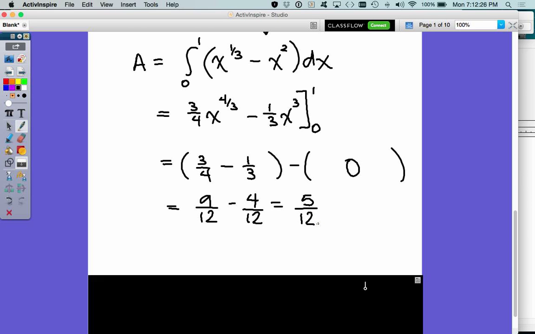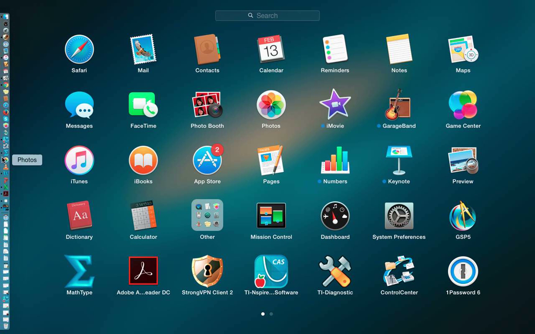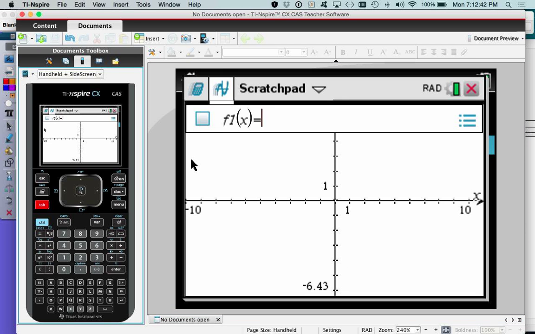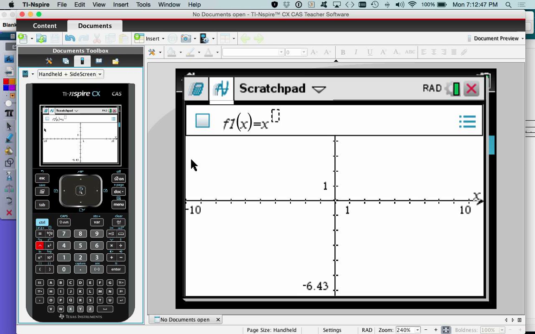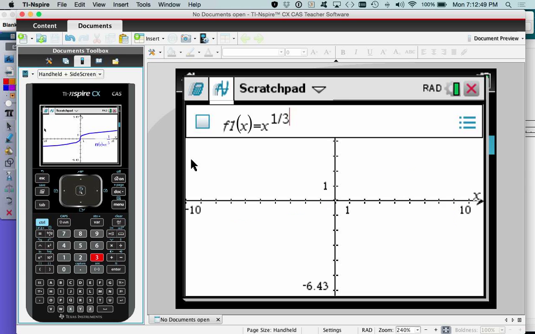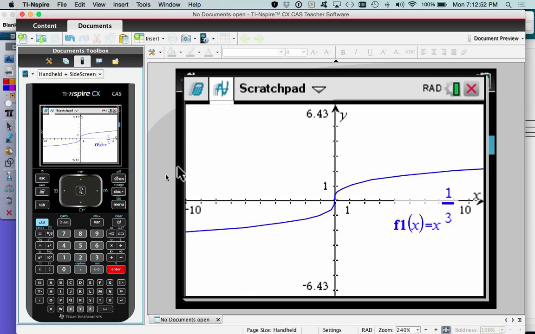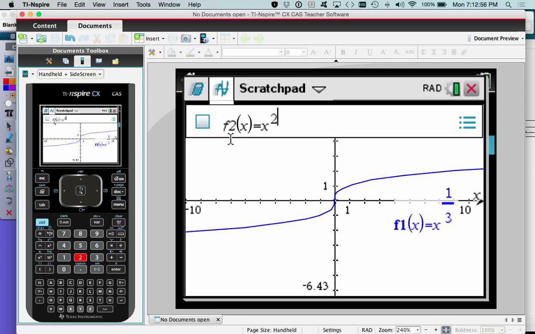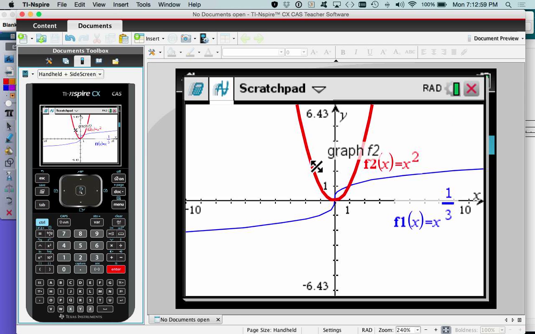Okay, I can check this in the calculator to see if what I've done is correct. So let me get the calculator up here. And what we'll do here, of course, is start by graphing these functions. So let's go to my editor, and I want x to the 1/3 power. That's my cube root function. And I want x squared. So that's the two curves I'm looking at.